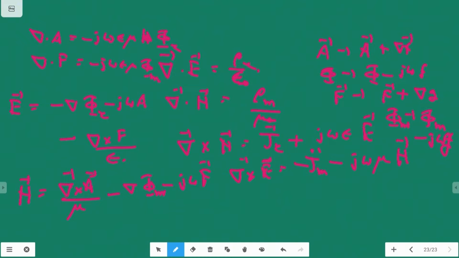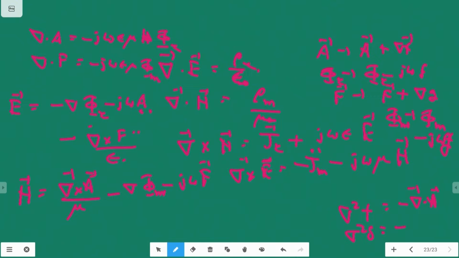If you substitute for phi e minus j omega f, and for A you put A plus del f, then cancellations will take place; this term will not change, likewise this term will not change, this term also will not change. So you are free to choose the function f in such a way that divergence of this vanishes. That will give you an equation of the form del square f is equal to minus del dot A, which you can solve, it is a Poisson equation for f. Likewise you can choose g so that del dot of the new F vanishes, namely del square g is equal to minus del dot F, then that will vanish.